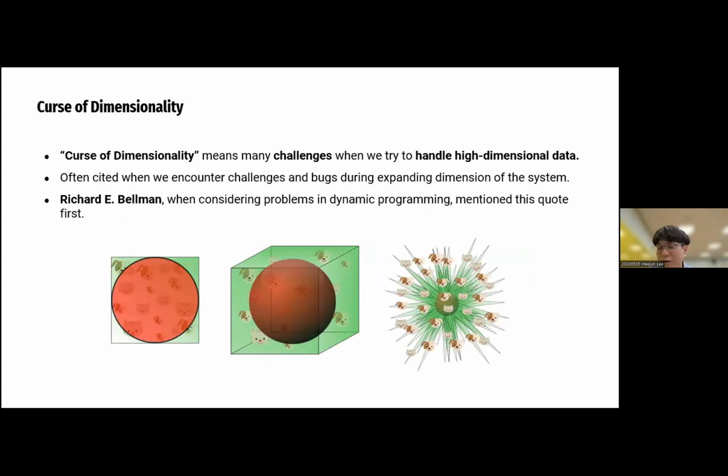It's kind of a common quote. This quote is often cited when we encounter challenges and bugs while expanding the dimension of a system, as I showed in the deep neural network. Richard Bellman mentioned this quote first when considering problems in dynamic programming.